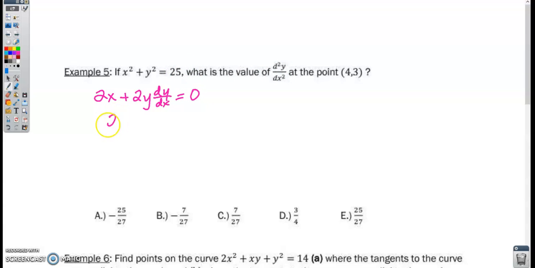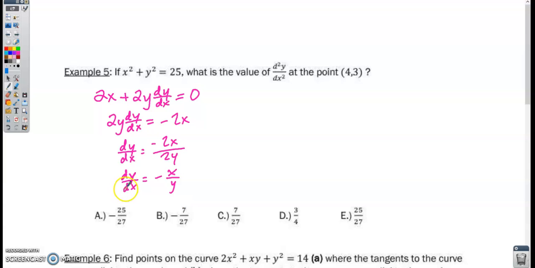So now I want to solve this for dy dx. I'm going to go ahead and subtract 2x from both sides, and divide both sides by 2y. And I'm going to want to go ahead and simplify that to the opposite of x over y. So there's my first derivative. And now I want to go ahead and take the second derivative by taking the derivative of all of this with respect to x. So the derivative of dy dx with respect to x is d squared y dx squared.